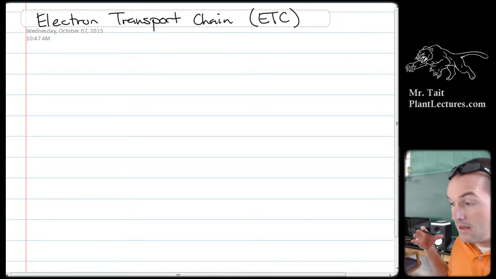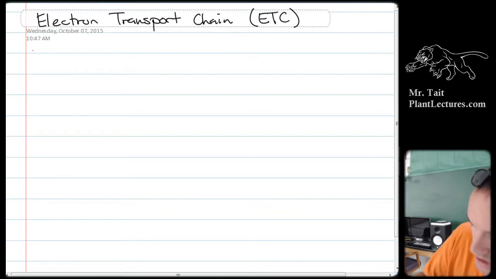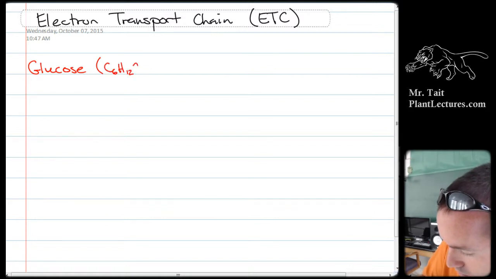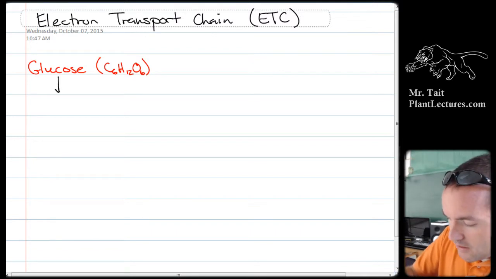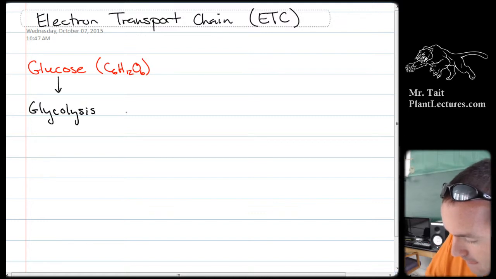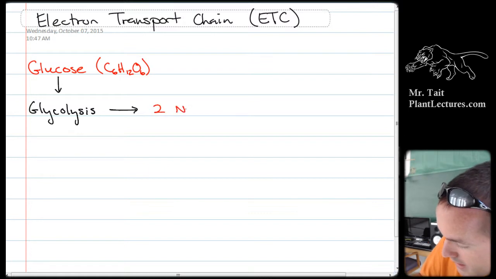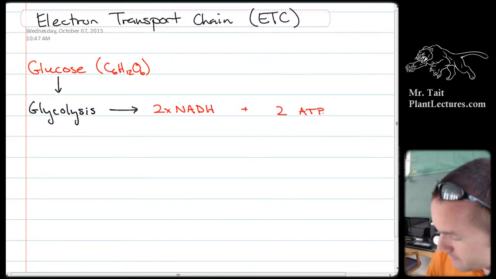And so we know that in the process of cellular respiration, we had to start with glucose first. So we're going to start up here with glucose at the top. Glucose is C6H12O6. Okay? Glucose went into the process of glycolysis. And that process of glycolysis produced 2 NADH, and it also produced 2 ATP.